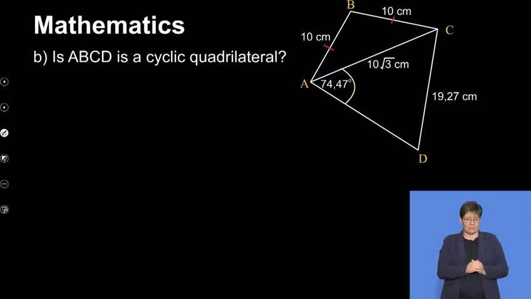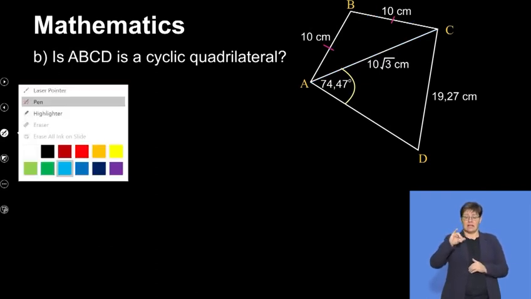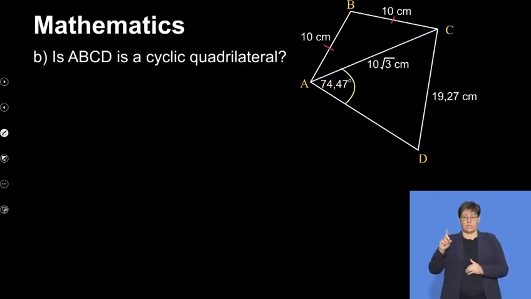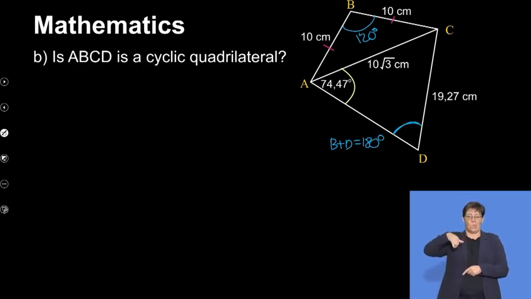Okay, so the second question they ask us is, is ABCD a cyclic quad? So they want us to prove that ABCD is a cyclic quad. Okay, remember earlier we proved that B is equal to 120 degrees. So in order to prove that ABCD is a cyclic quad, if we can find the value of D and show that B plus D equals 180 degrees, then we know that we've proved that it's a cyclic quad, because this will mean that the opposite angles of the cyclic quad are supplementary.